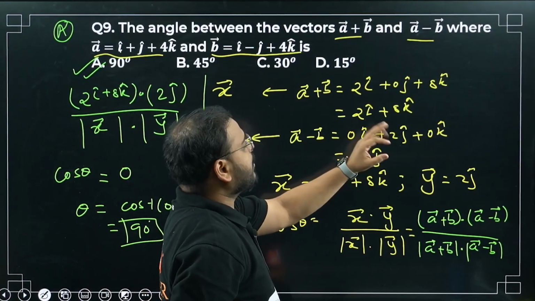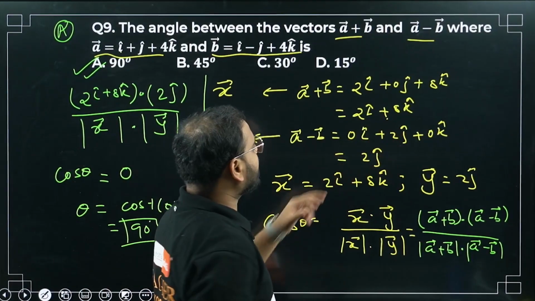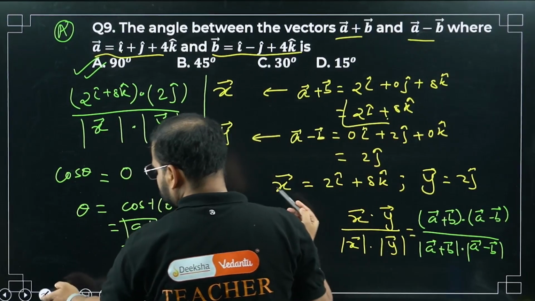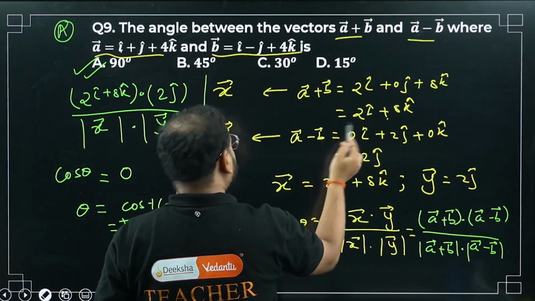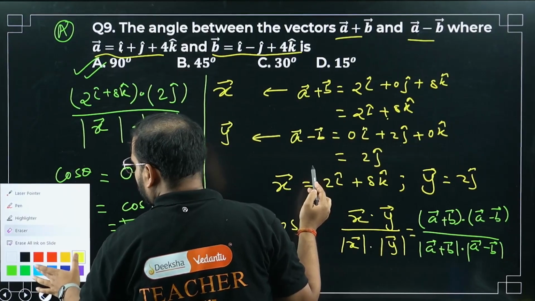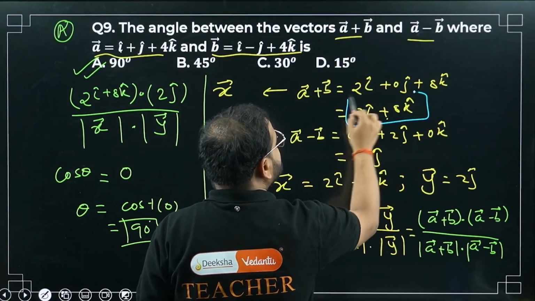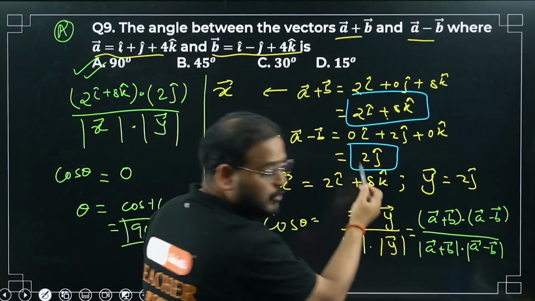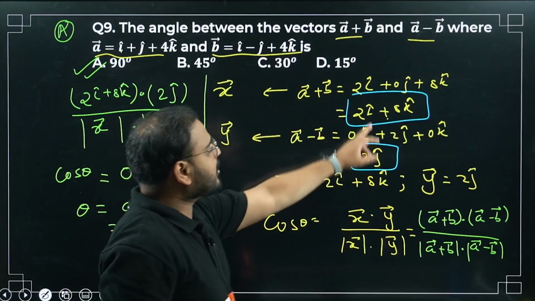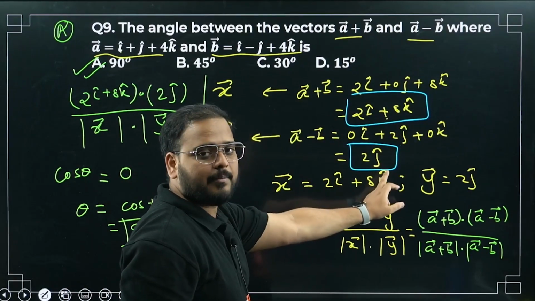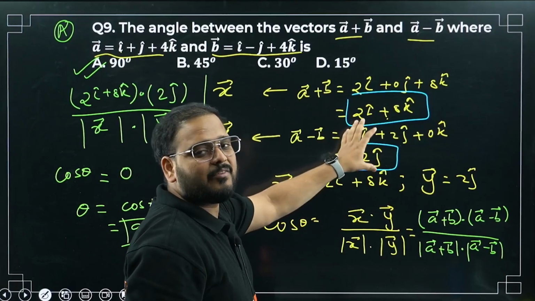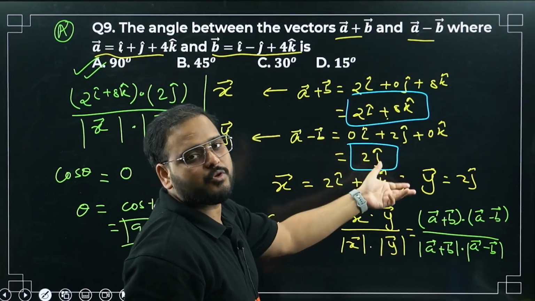Just look at this. You have to do what? Dot product of these two, right? So dot product of these two values. After getting these two values, you can clearly see that the dot product is what? 0, because i cap, k cap and j cap. Dot product is 0 means cos inverse of 0, so 90 degrees.